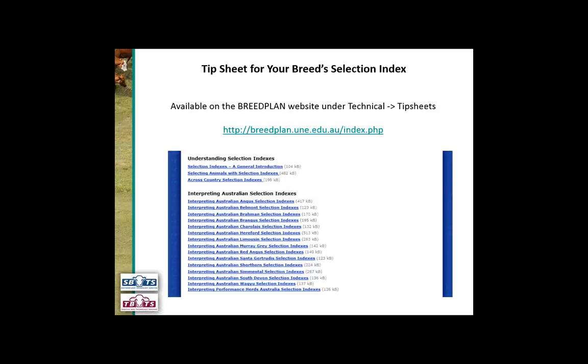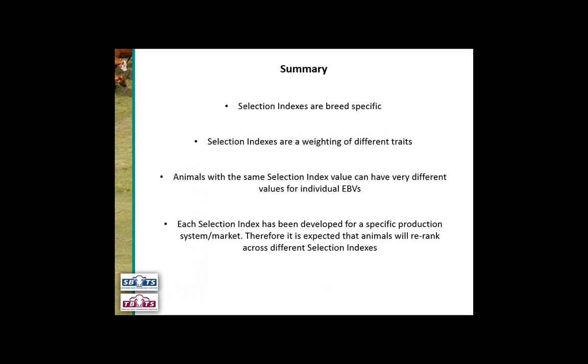So to find those tip sheets, you need to go to the BREEDPLAN website, which you can just Google as BREEDPLAN website. In that particular front page, you'll see that there are tip sheets for all the breeds that have a selection index, plus some general information on indexes. As I said, those tip sheets include just what we've been talking about for each breed, for each index.